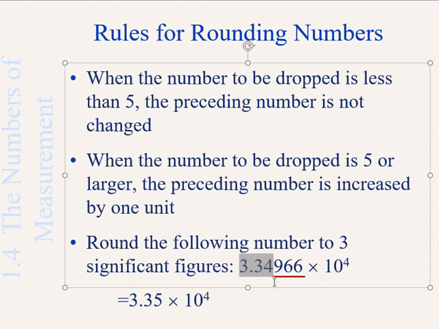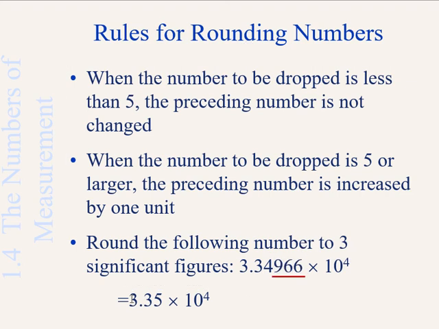What you need to do is look at the next digit after the total number of sig figs that you are required. So after the third, the next digit in this number here is 9. Whenever this number is 5 or greater, the last digit of your total sig figs, the third one, must be incremented by 1, and then you may drop the rest of the digits. So then you may drop 966, and this becomes 3.35 times 10 to the 4. So basically that's how we round.